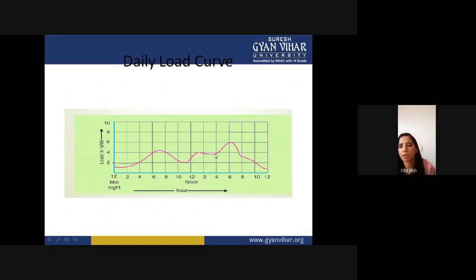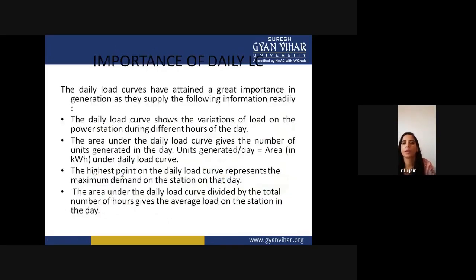After that, it is almost constant, and again it reaches a peak at 6 p.m. Again, after 10 p.m. in the night, it is reducing and it becomes almost constant for 2 or 3 hours. So this is your daily load curve, in which you can see the load variation hour to hour in a day.